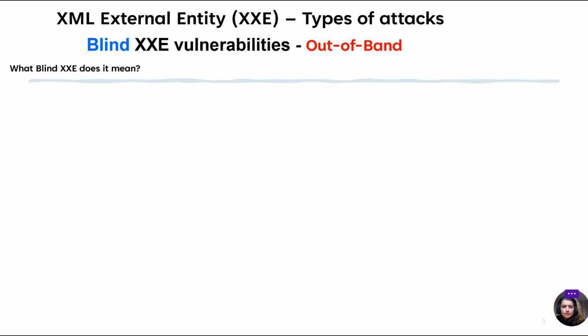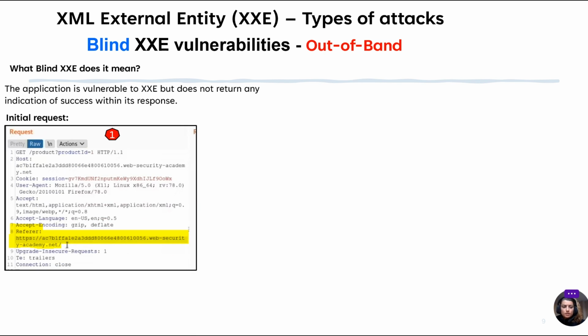As the name says, blind XXE means the application is vulnerable to XXE, but doesn't return any indication that it is vulnerable, so it doesn't return any indication of success within its response body. So in this case, you have to pay attention to some behavior of the server that basically hosts the web application itself. How this works: we're using Burp Suite again to intercept the traffic.